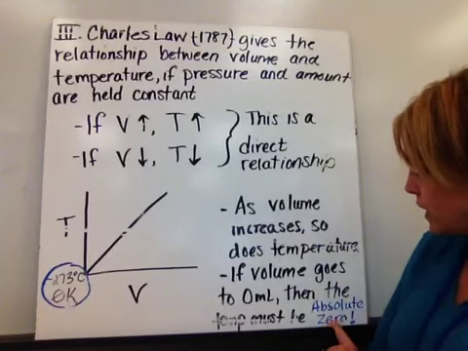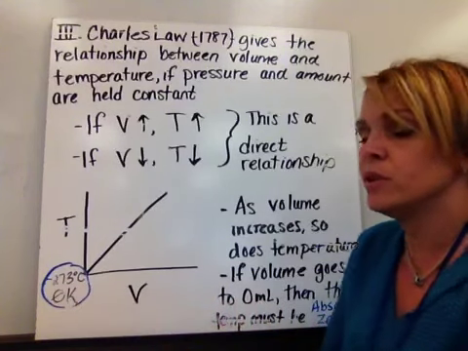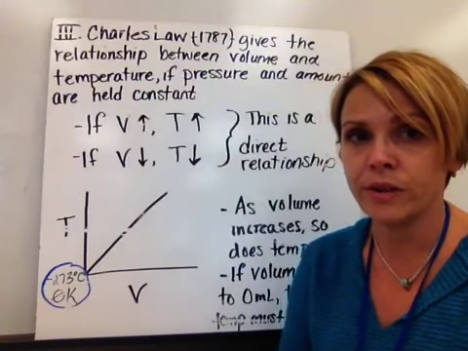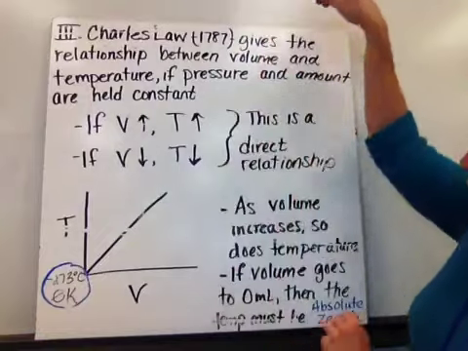All right, so make sure you write that down. Absolute 0 is 0 Kelvin. We don't use the degree symbol with Kelvin. All right, moving on.